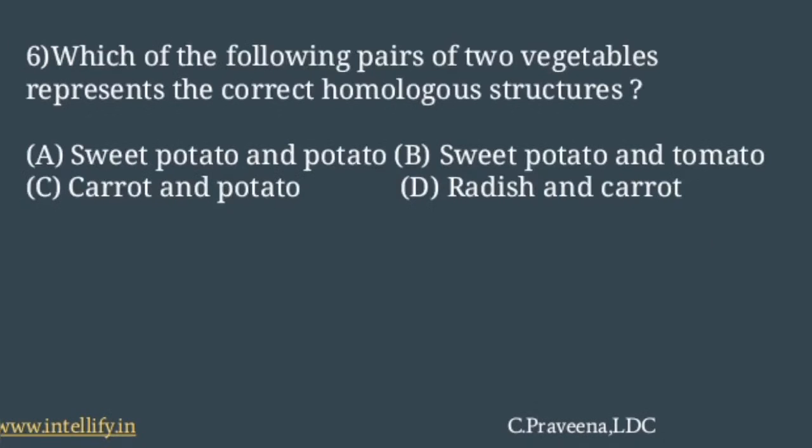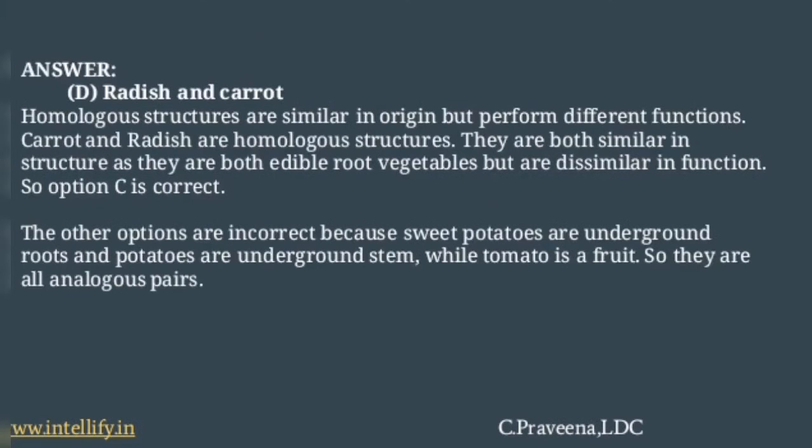Now the sixth question is, which of the following pairs of two vegetables represents the correct homologous structure? First, what is meant by homologous structure? Homologous structures are similar in origin but perform different functions. Carrot and radish are homologous structures. They are both similar in structure as they are both edible root vegetables, but they are dissimilar in function. So option C is correct. The others are incorrect because they are all analogous pairs.